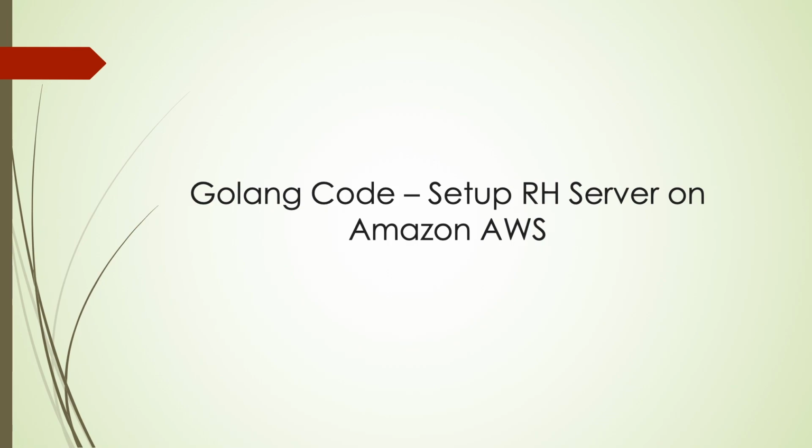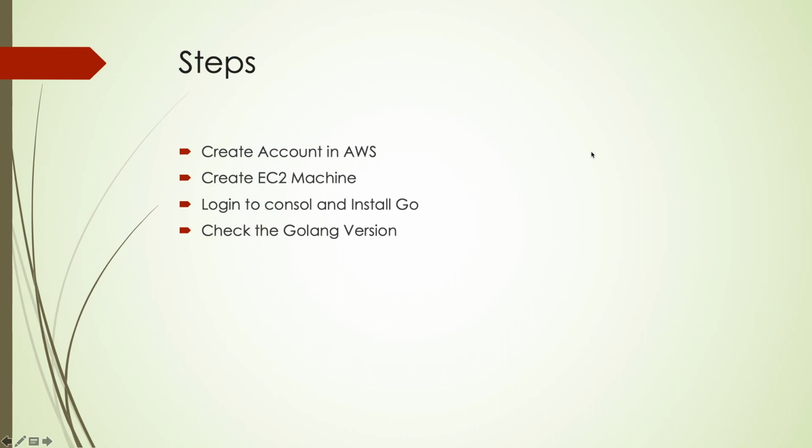In today's session, we'll be learning how we can set up the Red Hat server on Amazon AWS so that we can deploy our Golang application, and we can do the whole activity in these 4 steps.